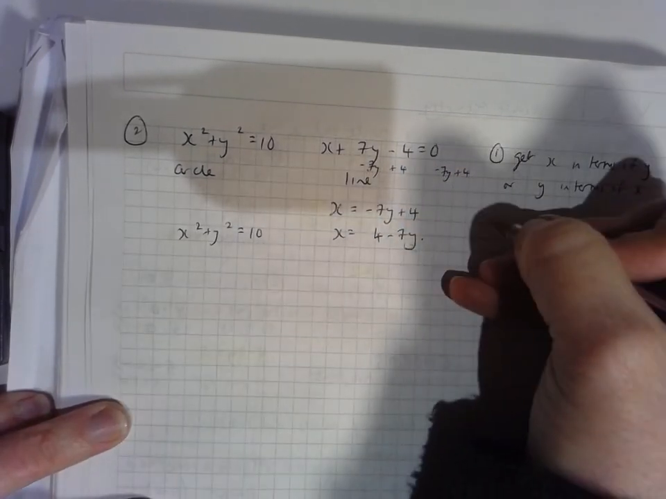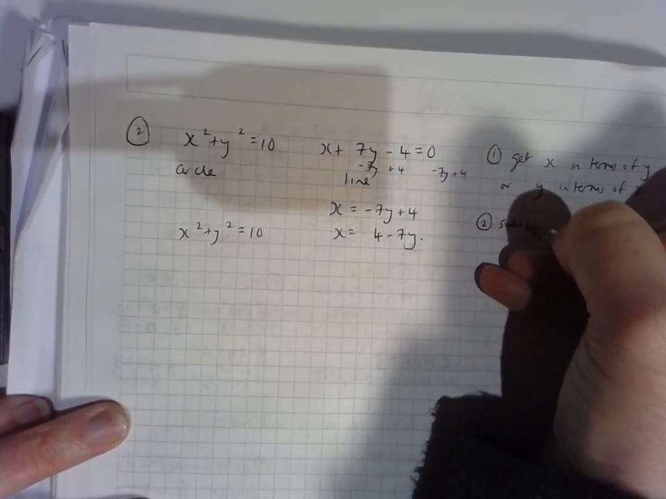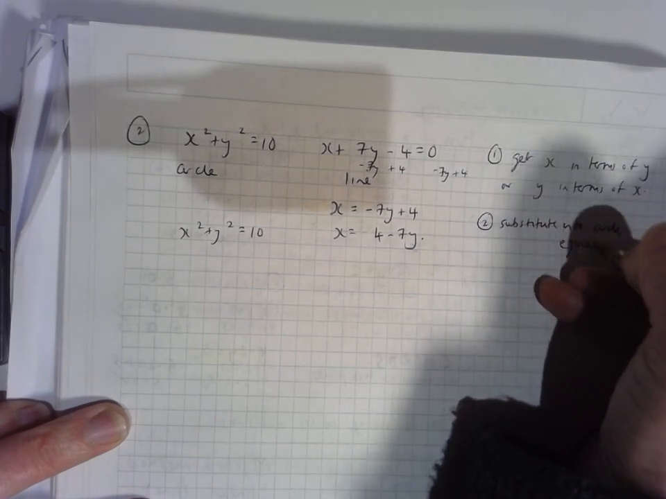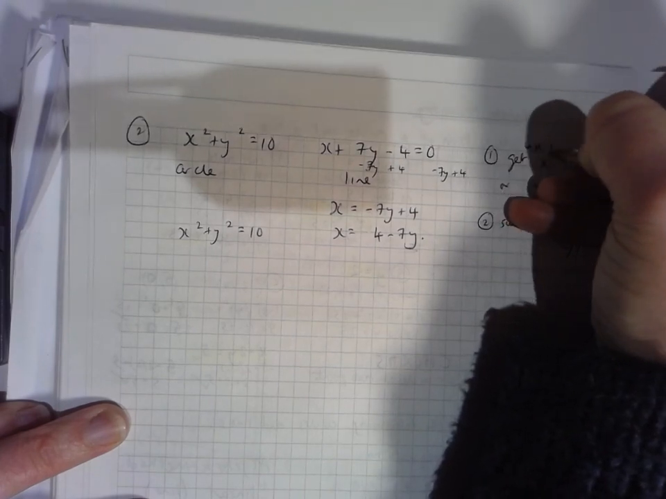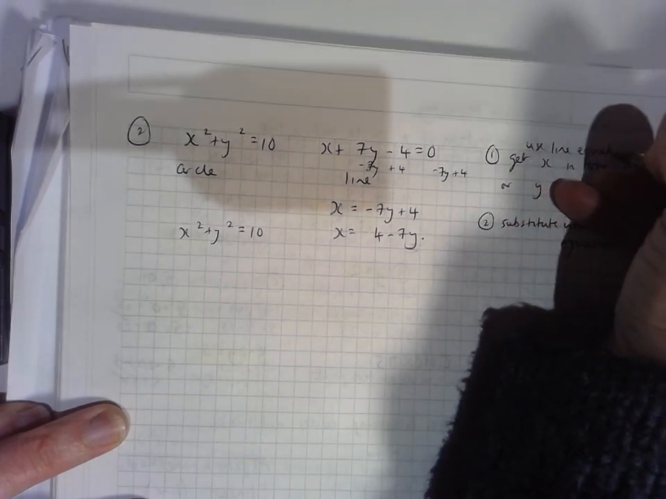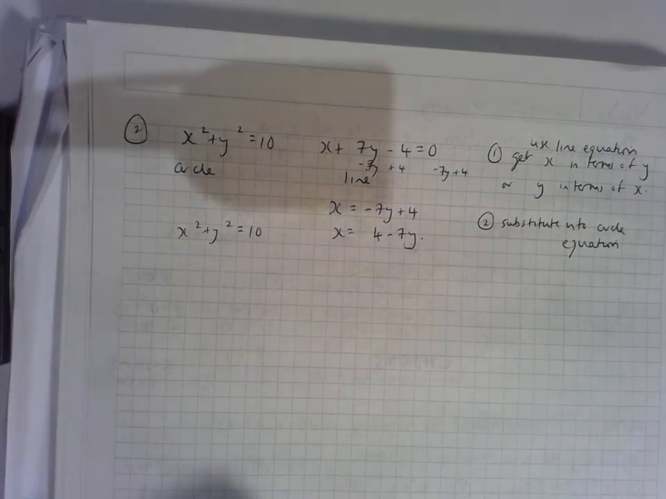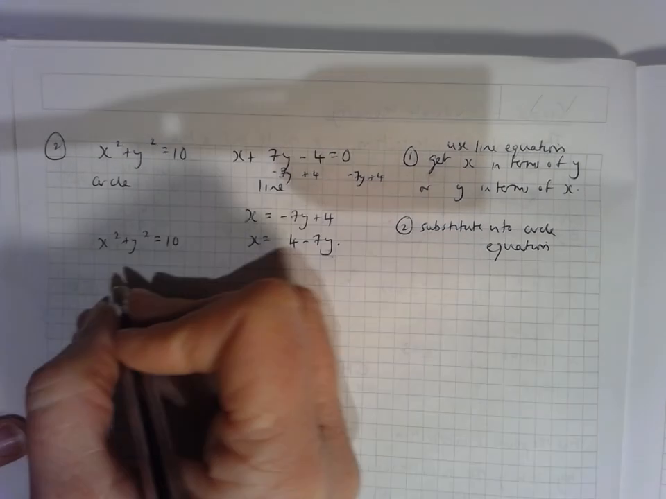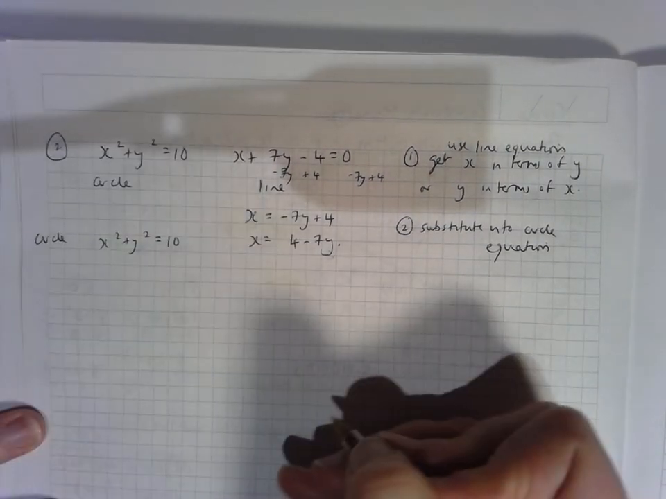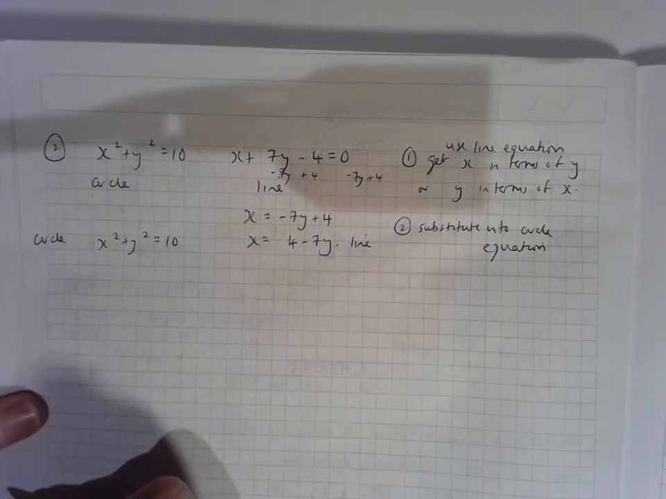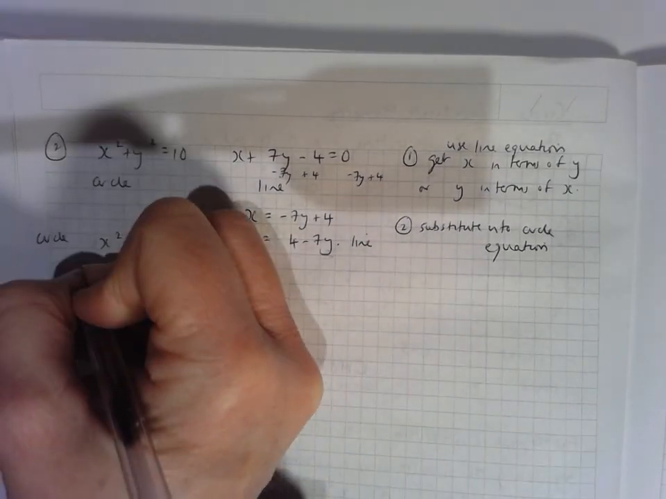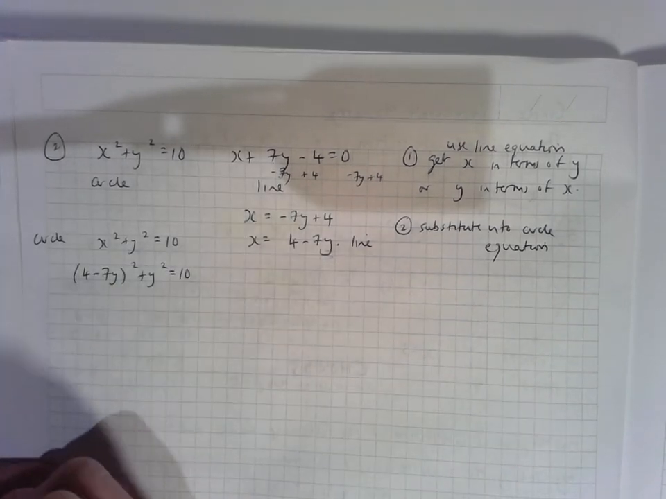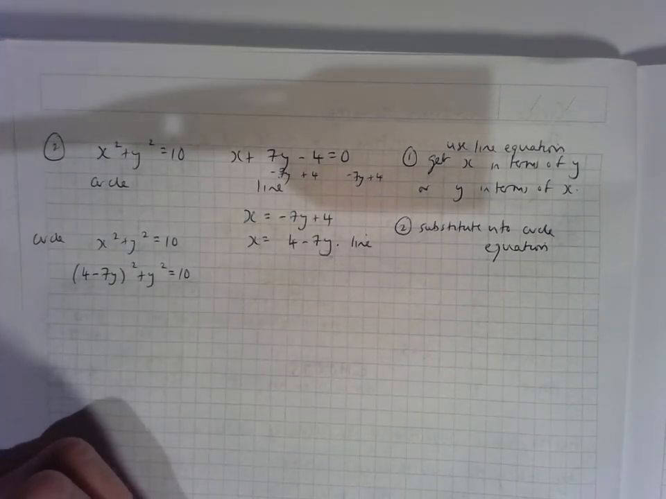So the second step is to substitute into the circle equation. Now what I should have said here is use the line equation to get x in terms of y or y in terms of x, and then use that in the circle equation. So here's my circle. This is a new version of my line. X is equal to 4 minus 7y. So wherever I have an x, I'm going to write 4 minus 7y. So 4 minus 7y squared plus y squared equals 10.